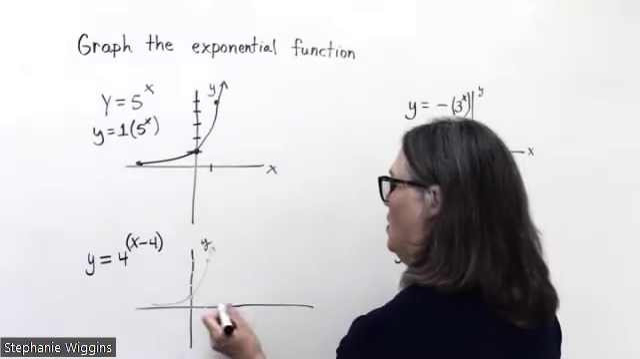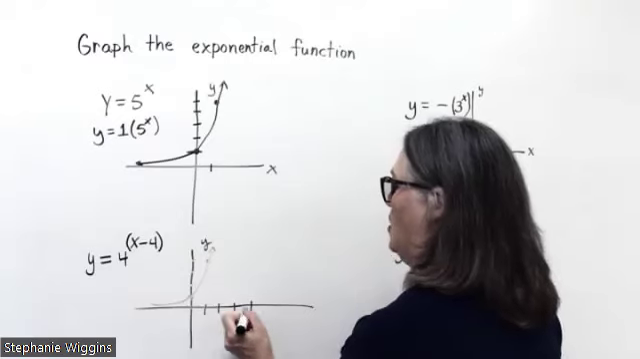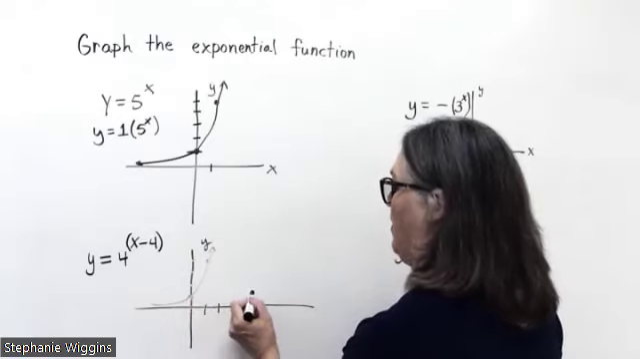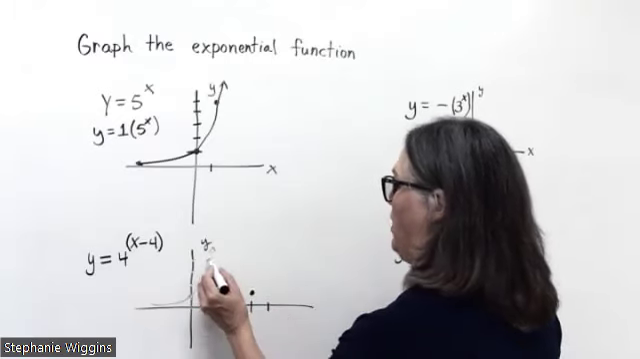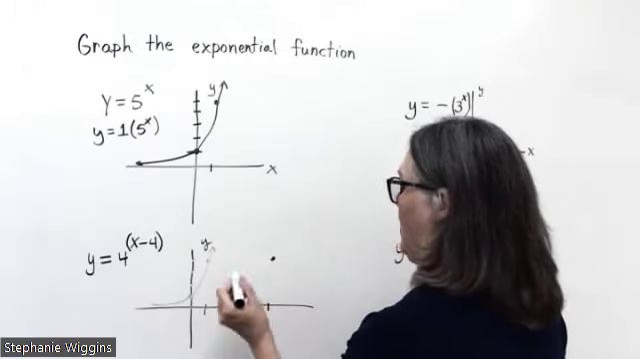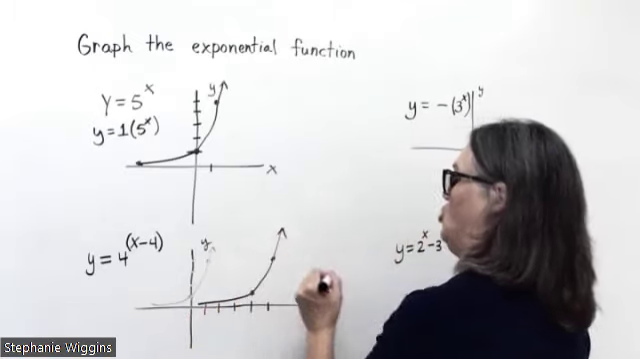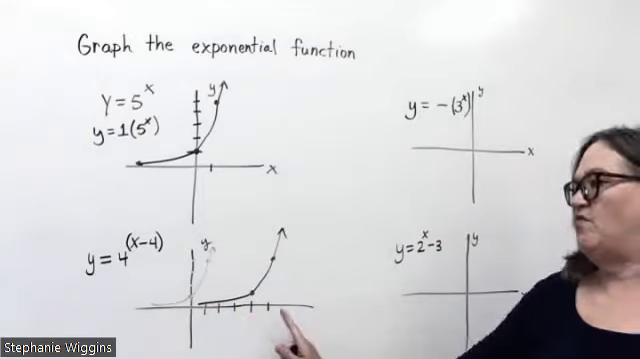So if we go to the right, we're going to move this point 1, 2, 3, 4 right there. And then this point is going to be moved right there. And so we have the basic exponential growth function shifted to the right 4 units.